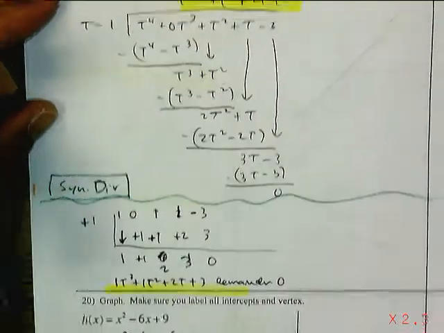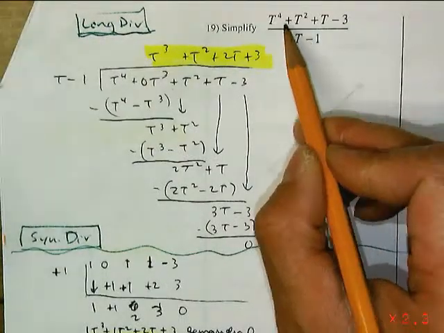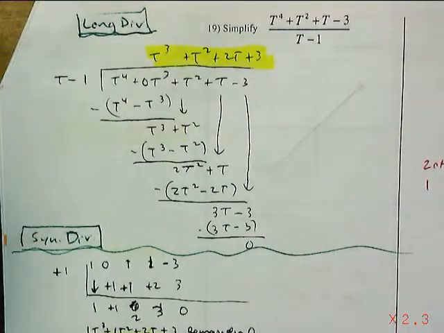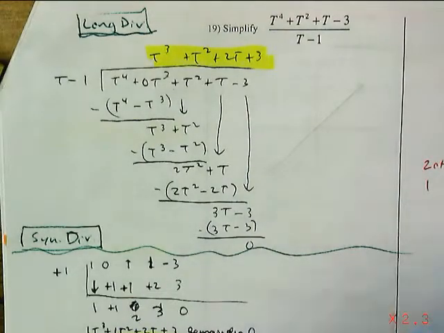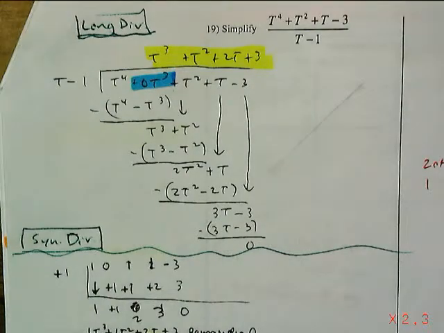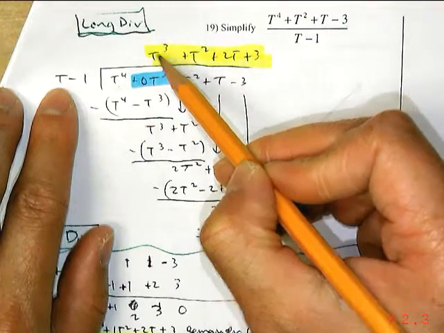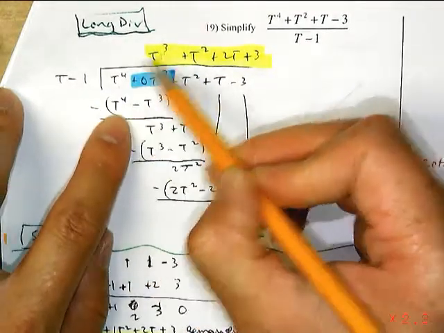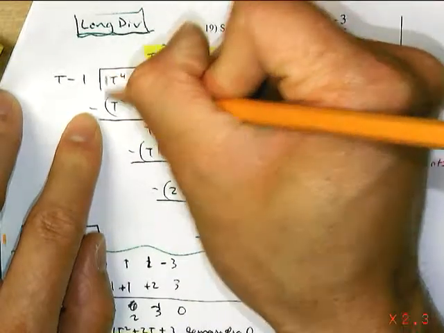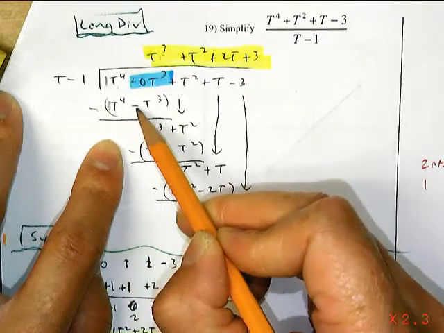Question number 19. Notice how you have division of polynomials, and notice how you're missing a 0t to the third. So here's my placeholder here, 0t to the third. t goes in t to the fourth, t to the third times, multiply, get t to the fourth and a minus t to the third. Remember, you can just subtract the coefficients of their like terms, so 1 minus 1 is 0, 0 minus a -1 is a +1.